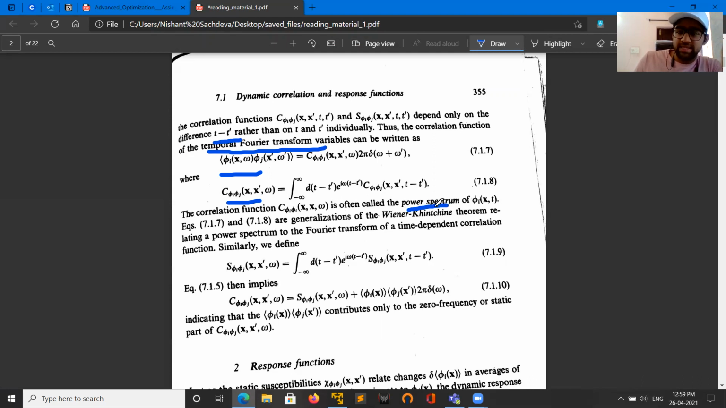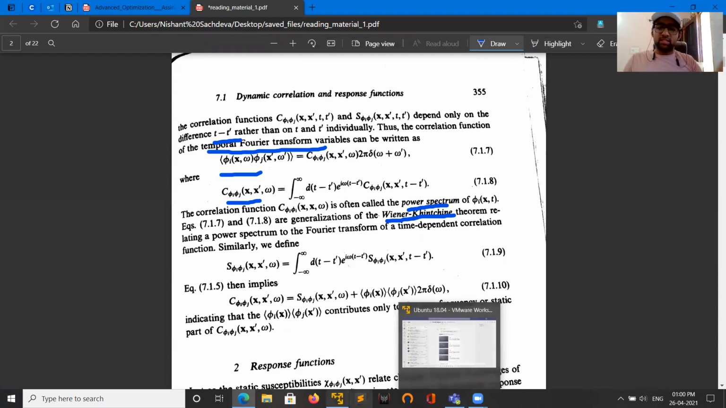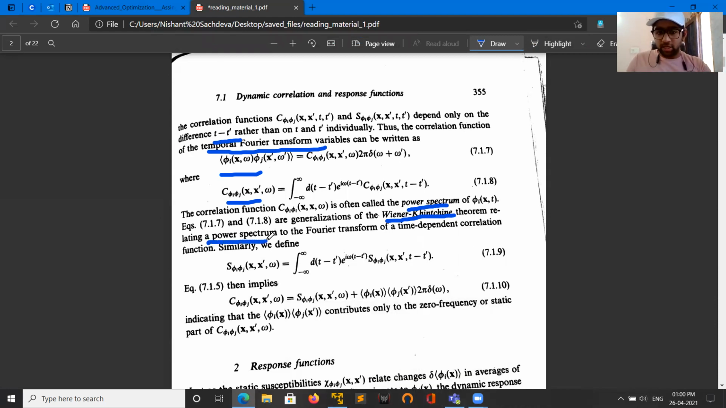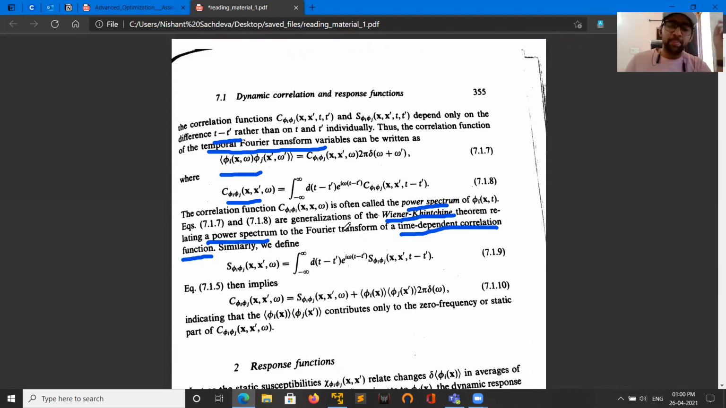These two equations can be called generalizations of the Wiener-Khinchin theorem. This doesn't highlight, so I'll just underline it, but it's called the Wiener-Khinchin theorem. This relates a power spectrum to the Fourier transform of a time-dependent correlation function. I'll repeat that again. It relates a power spectrum to the Fourier transform of a time-dependent correlation function. Keep note of how we are talking about time dependence and eventually wanting to not depend on time.